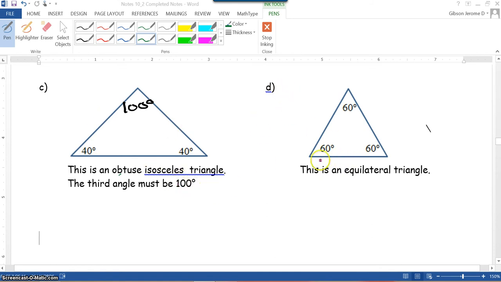Now we come to D. This is an equilateral triangle. All of the angles are the same and all of the sides are the same. Now actually, the name of the triangle for the angles being the same is called equiangular. So it's an equiangular triangle and also equilateral.